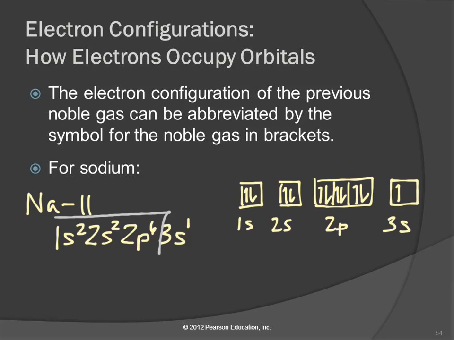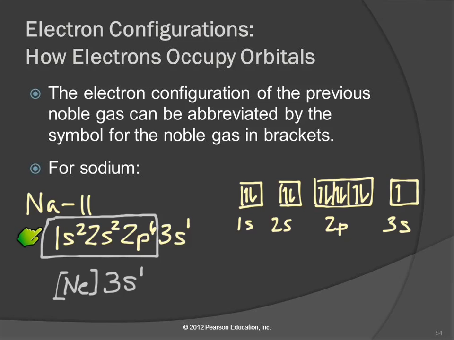But this part, let's try that again. This part is the same as which element? That's the same as neon, isn't it? So we have what's sometimes called a noble gas shorthand. Instead of writing out that configuration, we'll just put the element symbol, neon, in brackets, meaning the electron configuration of neon, and then put what's extra on the outside.